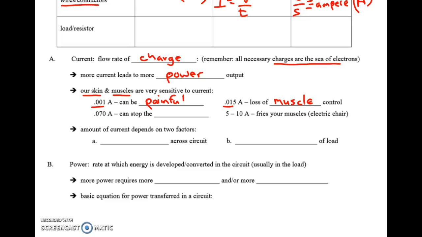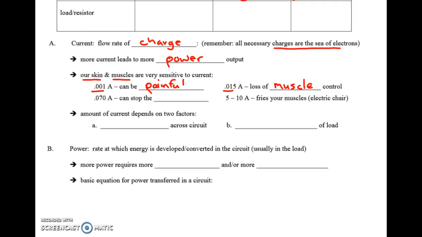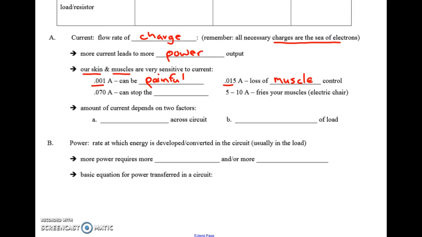I could not let go of them until I fell back, and that's very, very painful. If you only go up to 7 hundredths of an amp, that's enough to stop your heart. And that's what the danger is with electrical circuits, at least in the home. The ones we'll be doing with the class are not going to be dangerous.